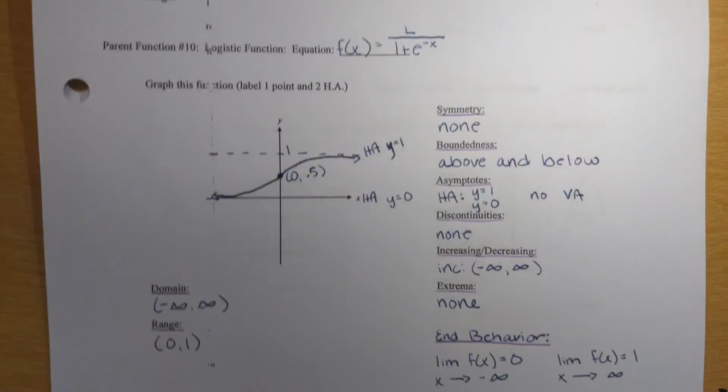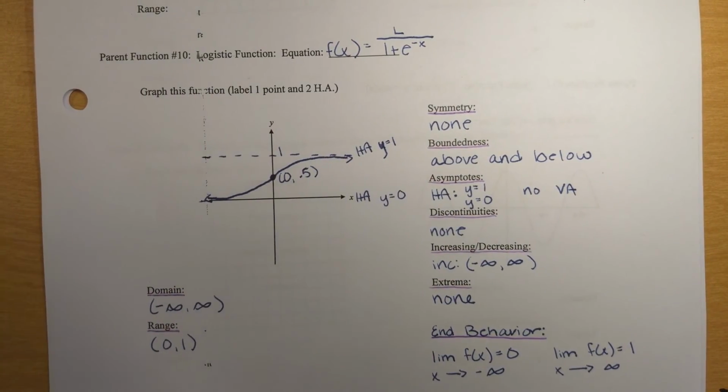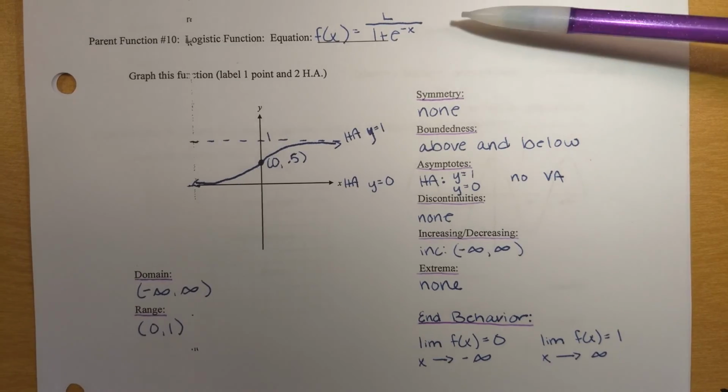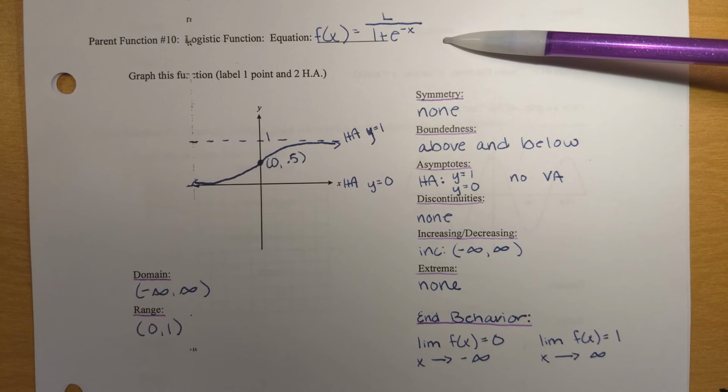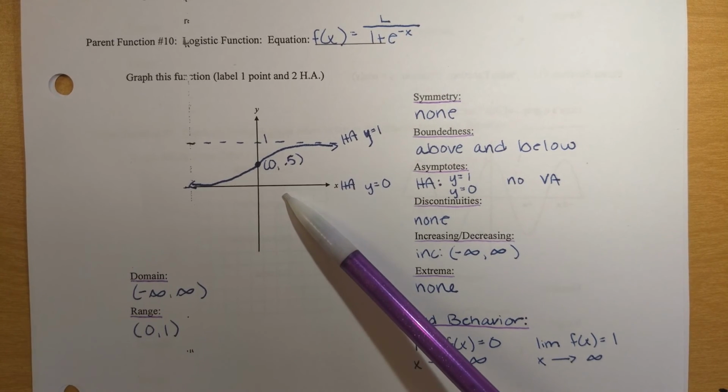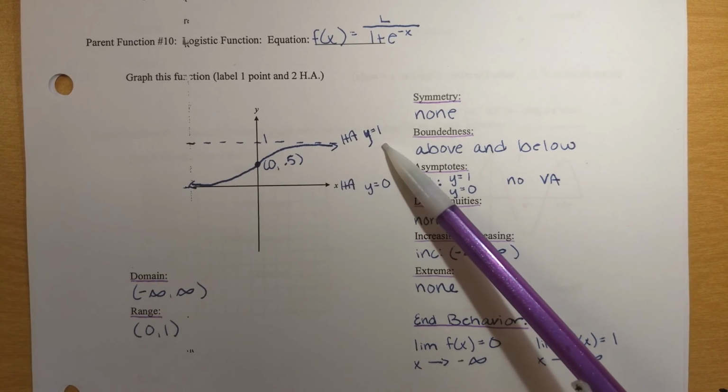This is the logistic function. The equation of the parent function is f of x is equal to L over 1 plus e to the negative x. This is what the graph looks like. The domain is negative infinity to infinity, and the range is 0 to 1.